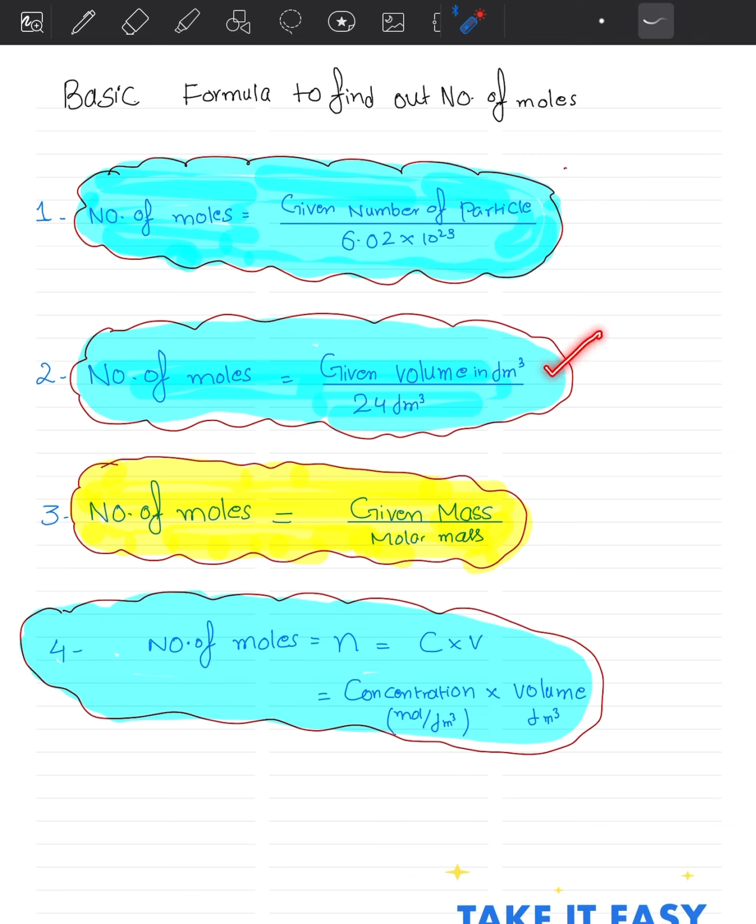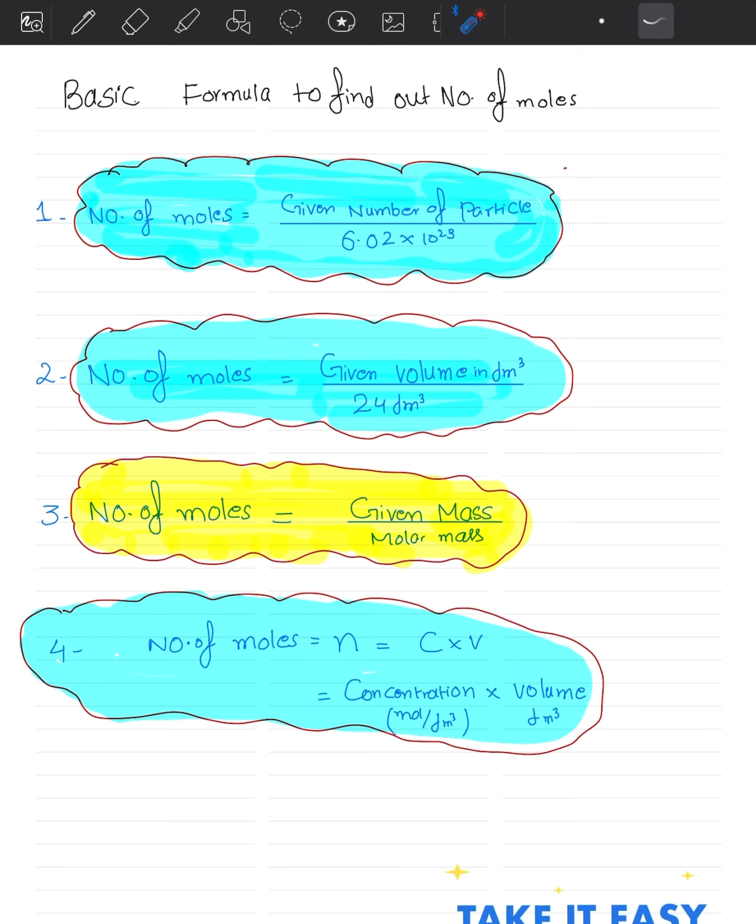And whenever volume is given, you need to divide it by 24 decimeter cube. The one thing you need to remember is that the given volume should be in decimeter cube, then you will divide it by 24. And if the given volume is not in decimeter cube, you will convert it into decimeter cube.